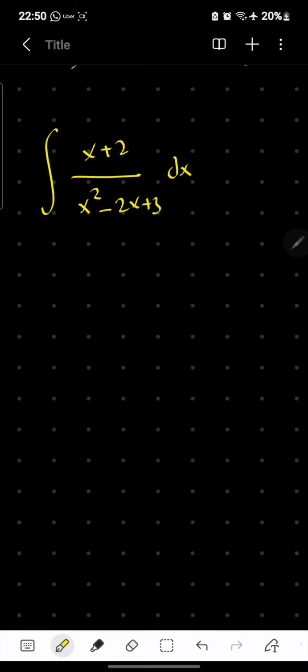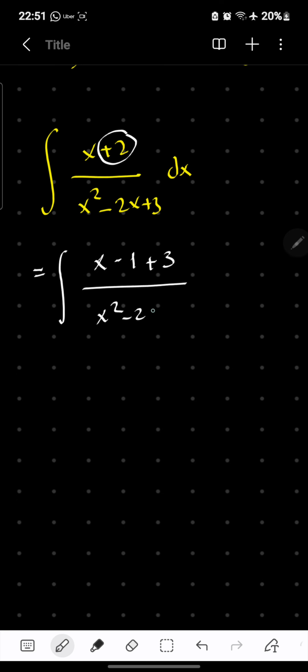So what should we do in this example? And this example is a little tricky. We can do this one. Let's focus. We can say x plus 2 is x minus 1 plus 3. And I will tell you now how or why we do this. Here we have x squared minus 2x. The derivative of the denominator is 2x minus 2. So if we take 2 common, we have x minus 1. So we just only need to multiply it in the numerator to get the derivative of the denominator.